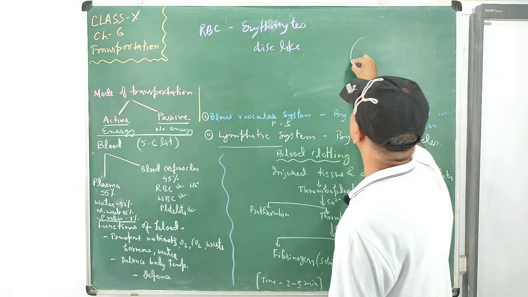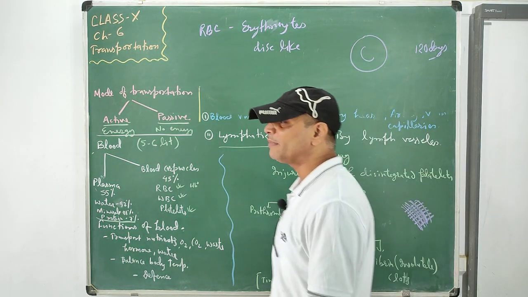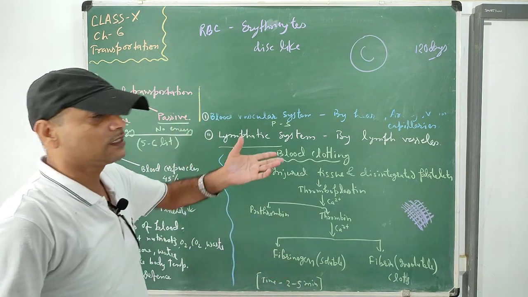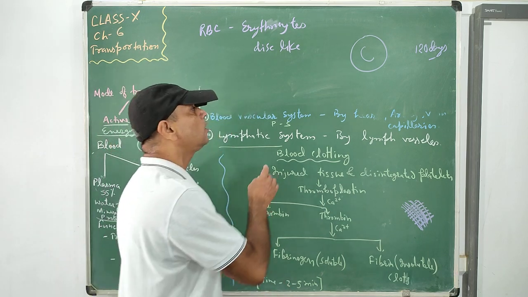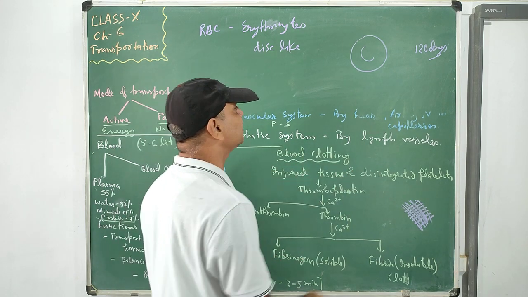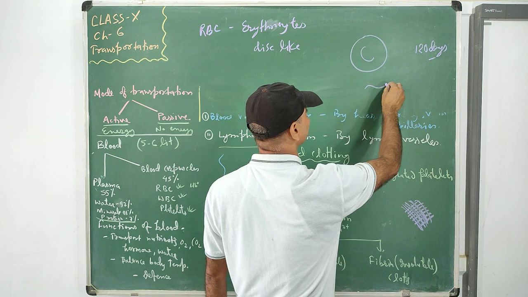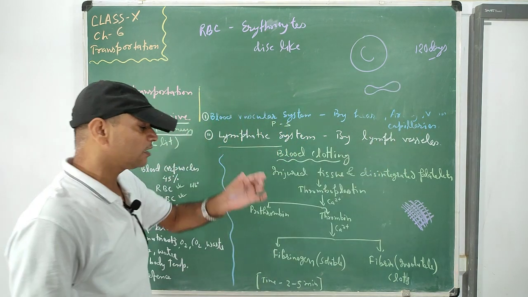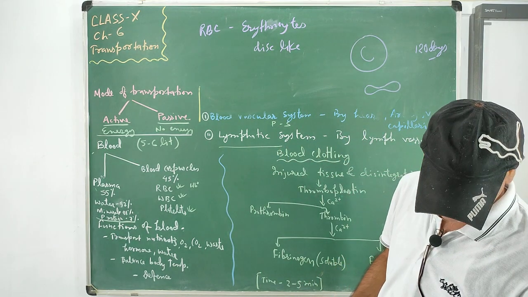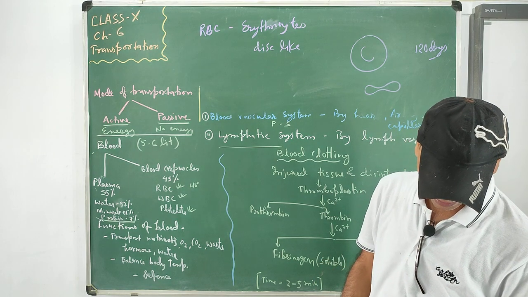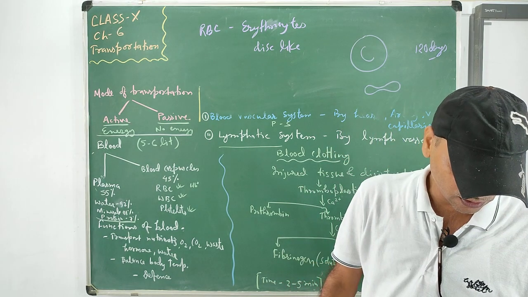After maturity, it has a 120-day life. Initially, when it is young or just produced, it has a nucleus, but after maturity it loses its nucleus because it has to transport things. It does not need to be nucleated; without a nucleus it can carry things very efficiently. So this is the disc-like structure, with a concave shape in the middle portion. RBCs are produced in the bone marrow of the long bones of our body, and they are capable of carrying substances.